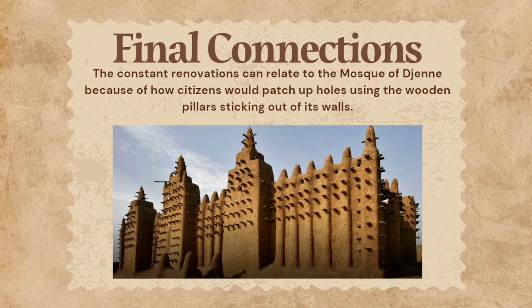These constant renovations and fixes can relate to the Mosque of Djenné, which has wooden poles sticking out of its sides that allow for citizens to climb the walls and patch up any damages and holes.